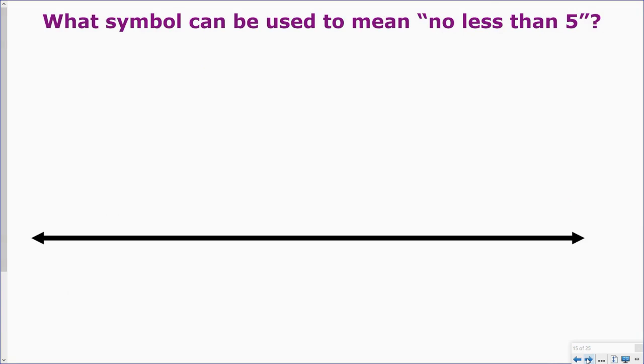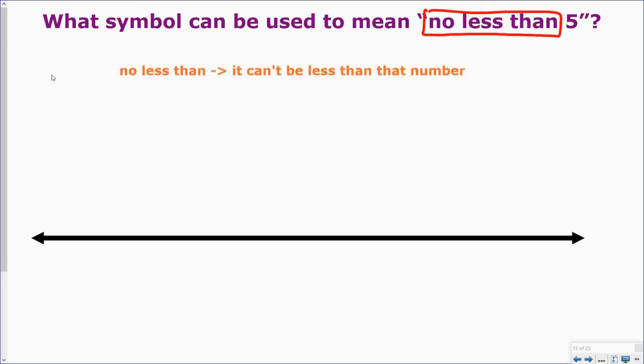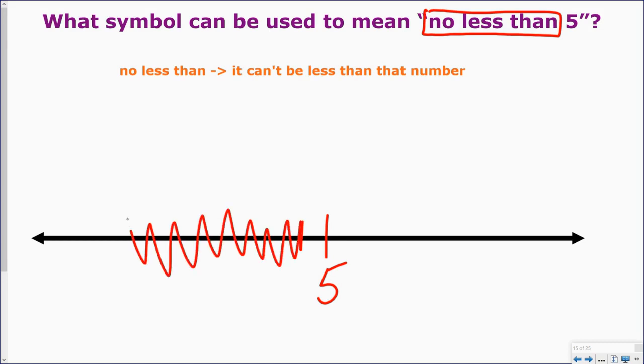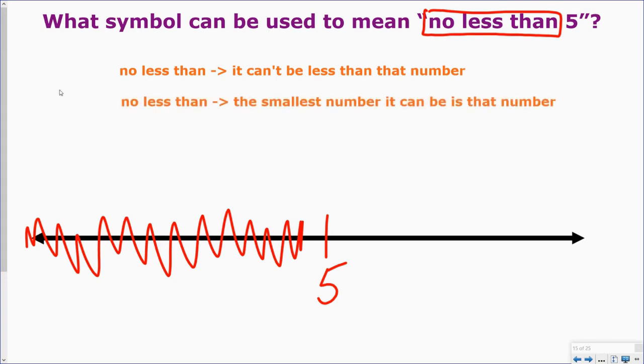Now, what symbol can be used to mean no less than? So again, we're going to take a look at what this phrase right here, no less than, represents. So first thing I can look at is no less than. It can't be less than that number. So if I have a number 5 here, it can't be less, so it's not going to be any of these numbers. No less than, the smallest number it can be is that number. So 5 here is the smallest number it can be.